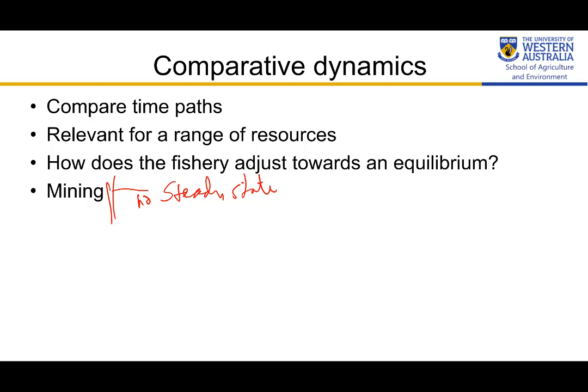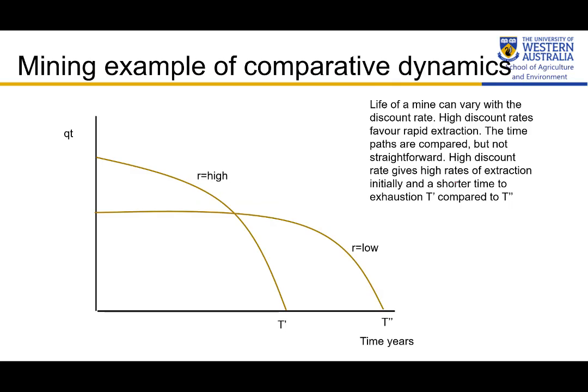With a fishery, you can have a fishery which is out of equilibrium, and then it follows a dynamic path, and we can do comparative dynamics on that, but it might be heading towards a new equilibrium steady state. So here's an example of extraction from a mine, and the details aren't important here.